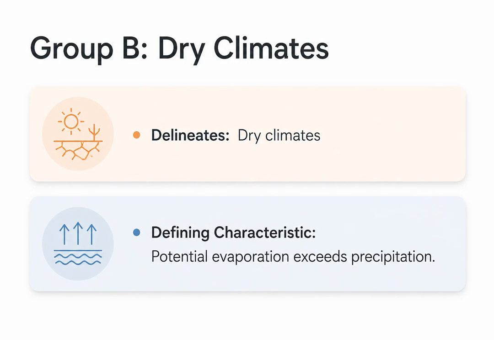Finally, we have Group B, which stands apart from the others. Group B represents dry climates. Instead of being defined strictly by temperature, Group B is defined by moisture. Specifically, the potential evaporation in these regions exceeds the actual precipitation, resulting in arid or semi-arid conditions.